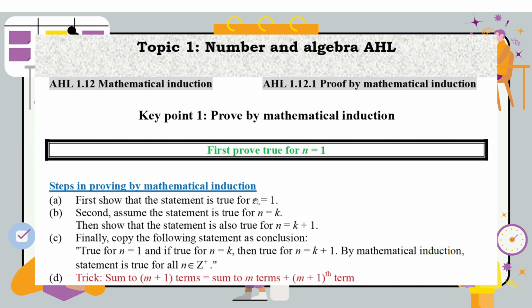No problem. The next is to assume the statement is true for n equal k. No problem, you just assume it and then list it out, n equal another integer k. And then show that if it is true for n equal k, then it is also true for n equal k plus 1. So k becomes k plus 1.